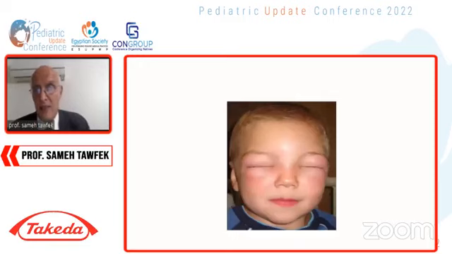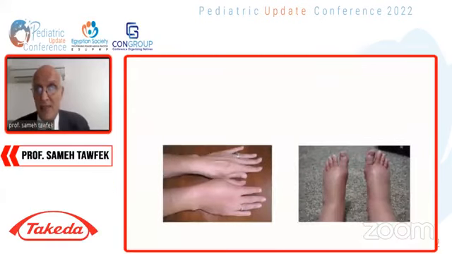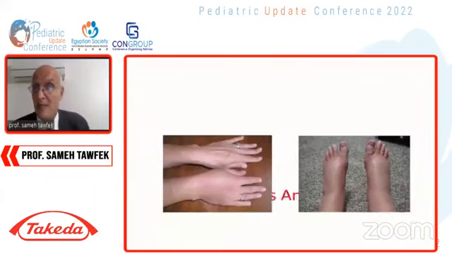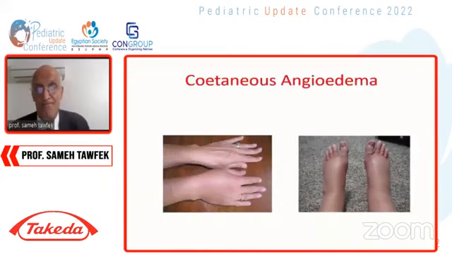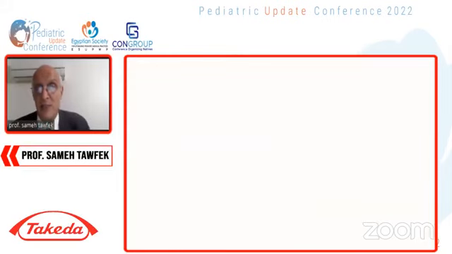Can you see this angioedema in the face? This is facial angioedema. And this is cutaneous angioedema. It is in a non-dependent area. It is localized and mostly asymmetric in distribution.